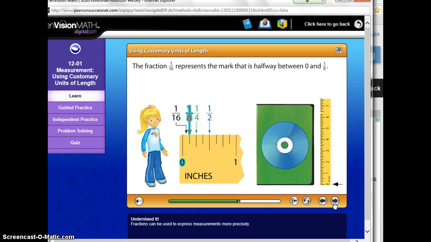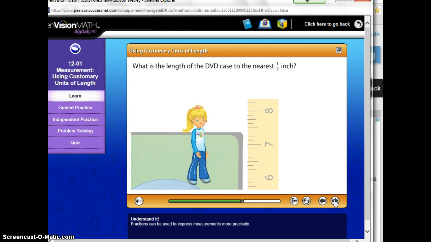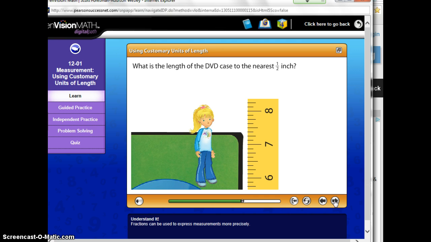Now, luckily for us today, we don't have to measure to the nearest 16th. Not in any of the things we practice today. The closest thing we will measure will be to the nearest 1/8 of an inch. So, what would be the length of this DVD case to the nearest 1/2 inch? The nearest 1/2 inch. What do you think, Dathan?